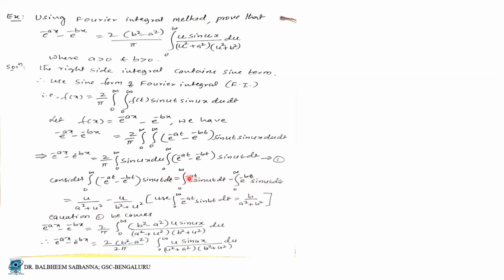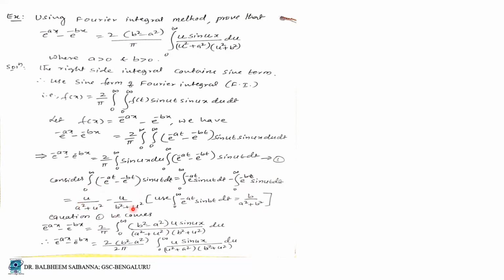Then these two integrals, integral 0 to infinity e to the power of minus at sin ut dt minus integral 0 to infinity e to the power of minus bt sin ut dt, are in the form of the standard result. As you know from previous examples, integral 0 to infinity e to the power of minus at sin bt dt equals b divided by a square plus b square. Then here this integral gives u divided by a square plus u square, and this integral, minus, written as it is, comparing to this, gives u divided by b square plus u square.